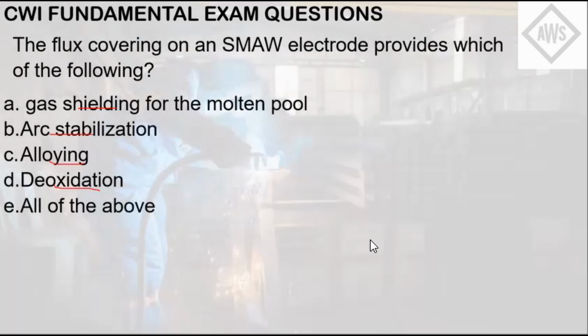So the flux covering provides shielding, which prevents hydrogen from penetrating the molten weld puddle, basically preventing moisture from being captured in the molten weld pool. Arc stabilization maintains the arc. Alloying provides different elements in the weld metal, thus providing strength and additional material properties to its betterment. And deoxidation removes impurities, thus improving its slag characteristics. So the answer here is letter E.